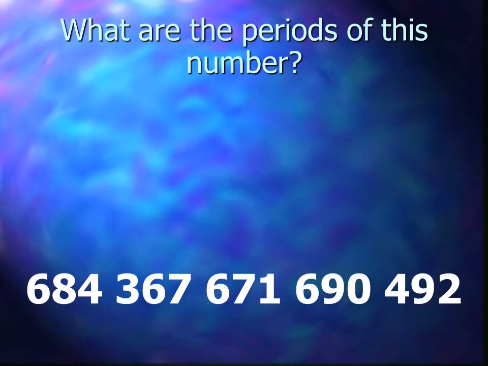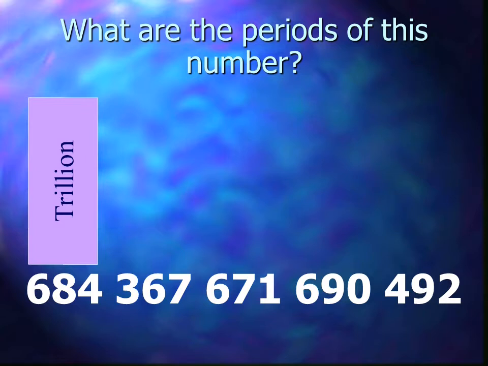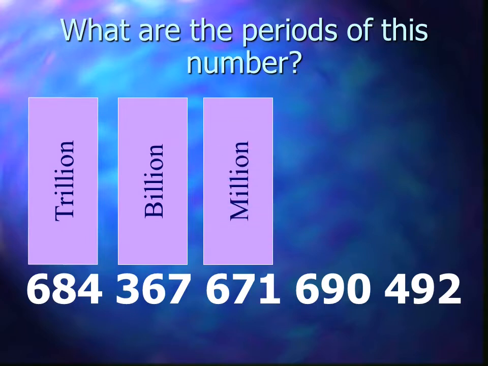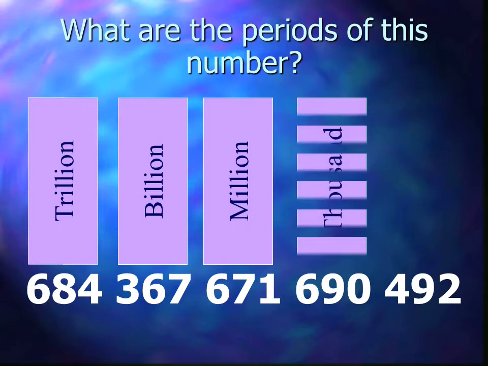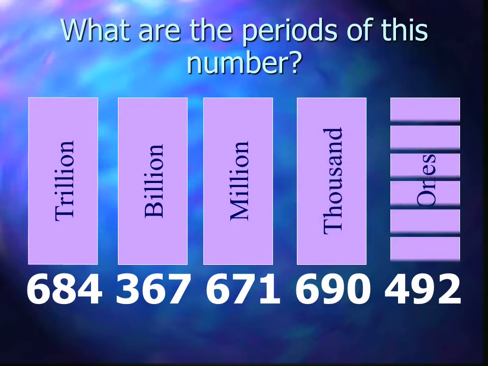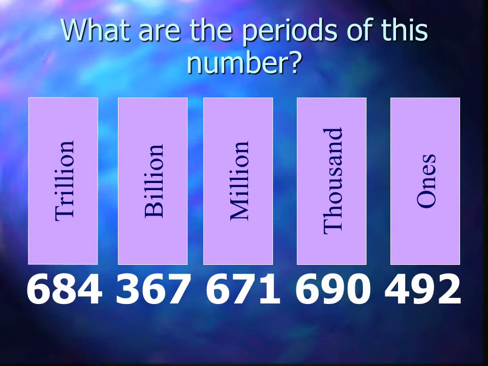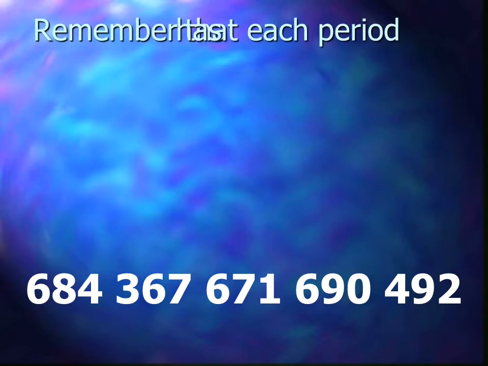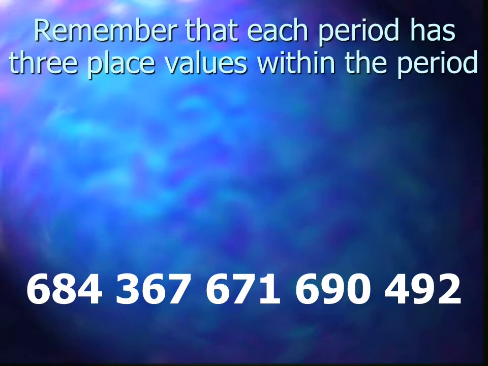What are the periods of this number? Trillion, billion, million, thousand, ones. Remember that each period has 3 place values within that period.